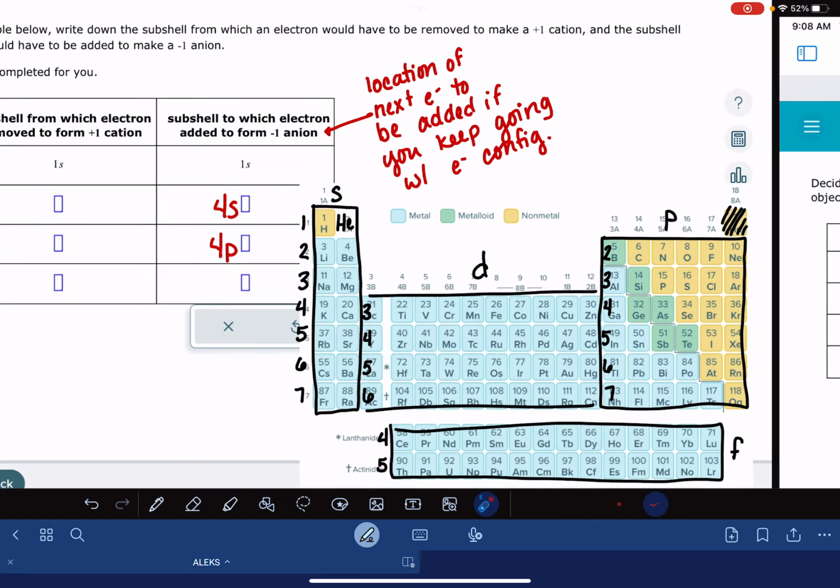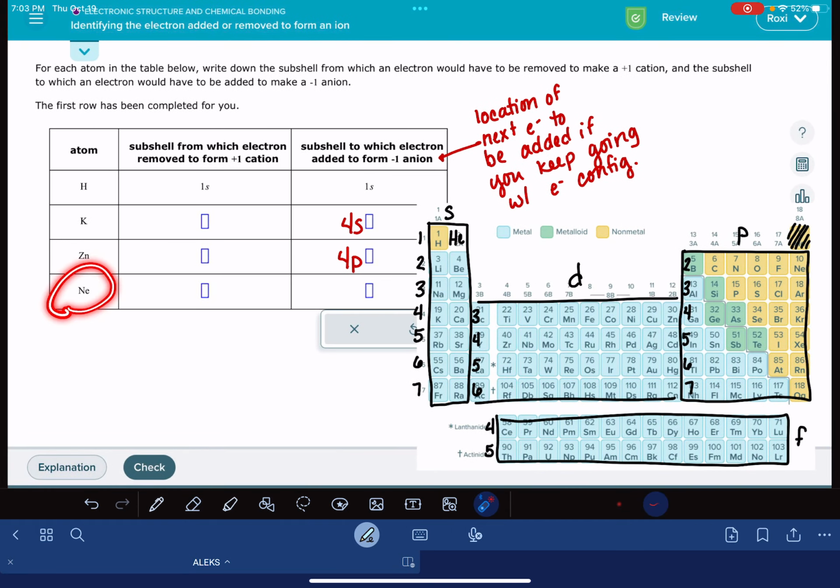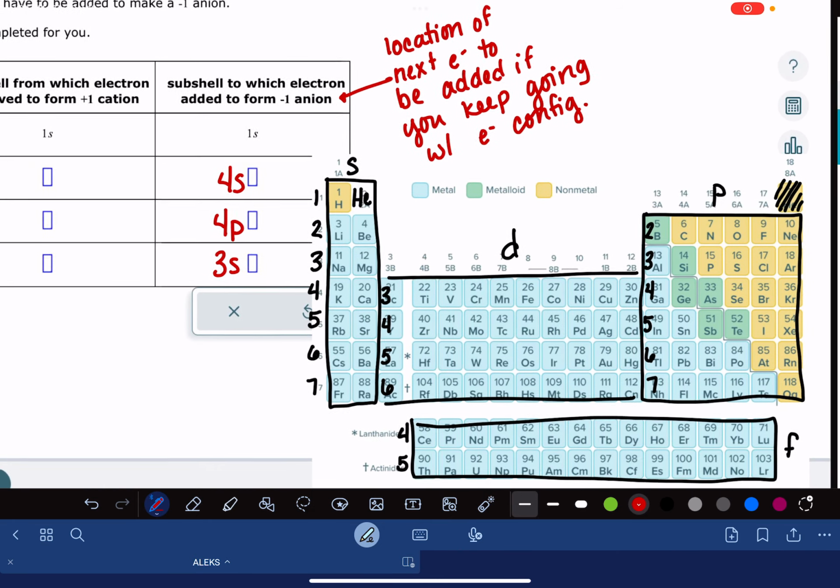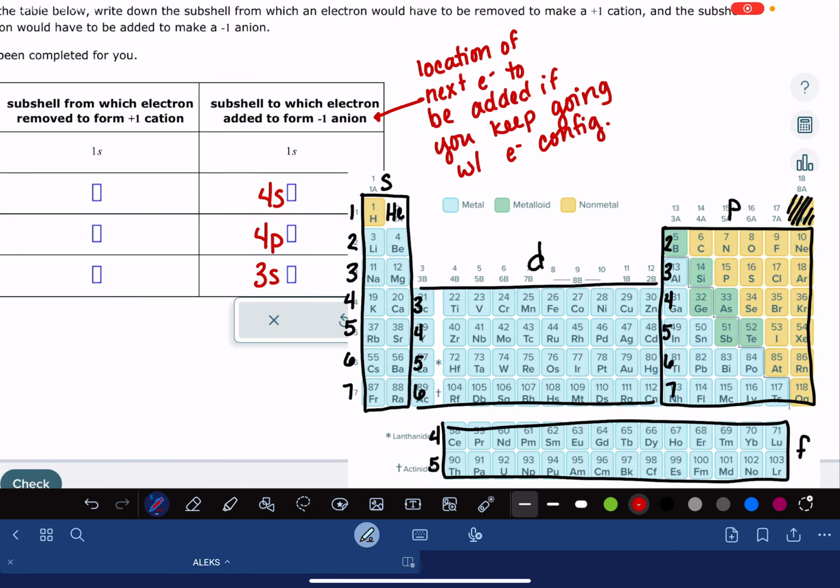And the last element that I have on here is neon. Neon is right there. 1s2, 2s2, 2p6. If I added one more electron, we're just going to keep going with the electron configuration. If we were going to keep going from neon, the next spot would be in the 3s. It would be 3s1. So our next subshell is 3s. And I feel like that's not too bad. Just where's the location of the next electron if you keep going.